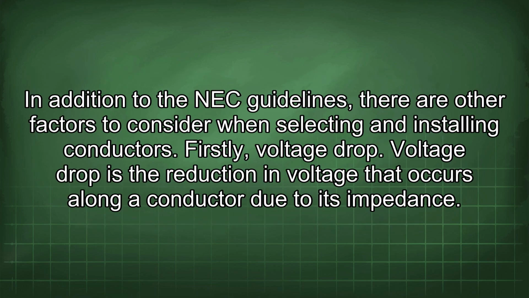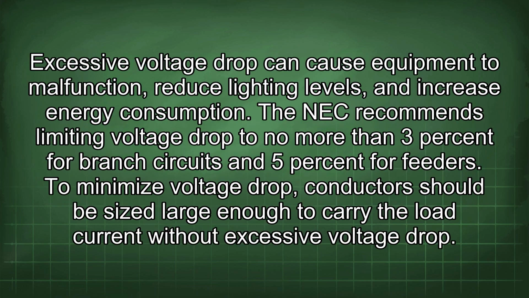In addition to the NEC guidelines, there are other factors to consider when selecting and installing conductors. Firstly, voltage drop. Voltage drop is the reduction in voltage that occurs along a conductor due to its impedance. Excessive voltage drop can cause equipment to malfunction, reduce lighting levels, and increase energy consumption. The NEC recommends limiting voltage drop to no more than 3% for branch circuits and 5% for feeders. To minimize voltage drop, conductors should be sized large enough to carry the load current without excessive voltage drop.